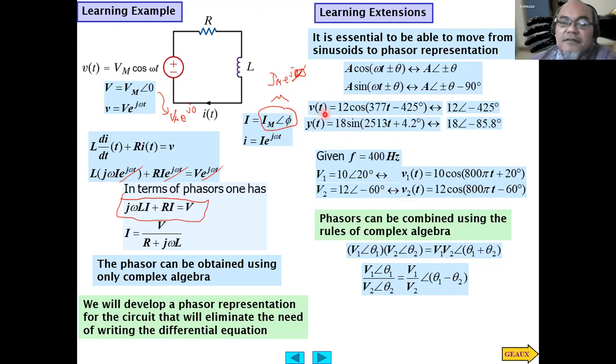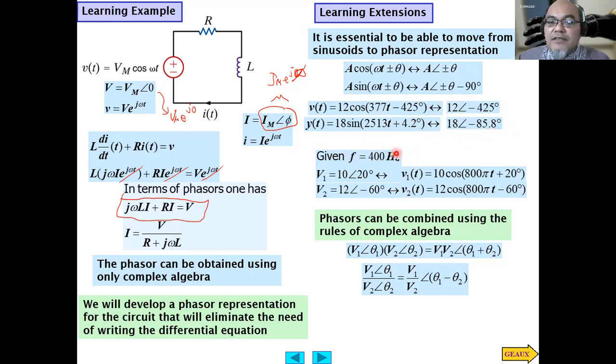For example, if we have v(t) equals 12 cosine 377t minus 425 degrees, you can express this only from the amplitude and the phase angle, the phase angle of minus 425 degrees. If we have y(t) equals 18 sine 2513t plus 4.2 degrees, when you want to express it as a phasor, it becomes 18 with phase angle of minus 85.8 degrees, because you subtract a further 90 degrees from this 4.2.